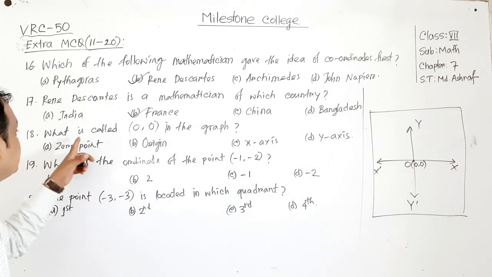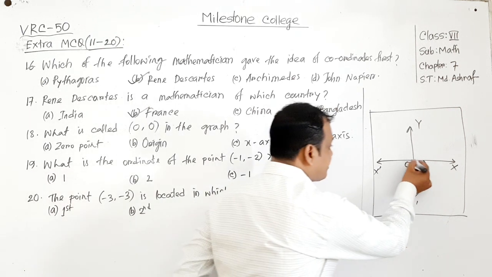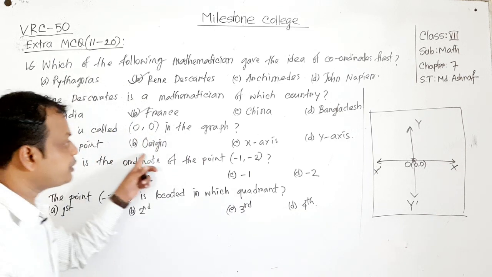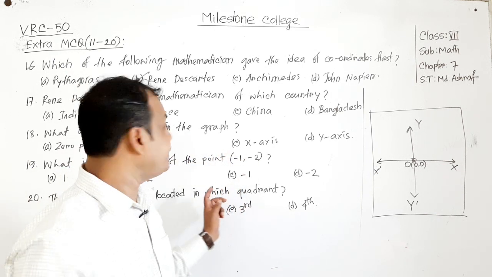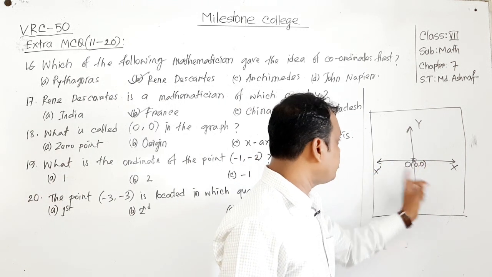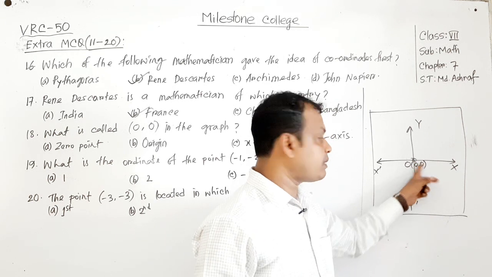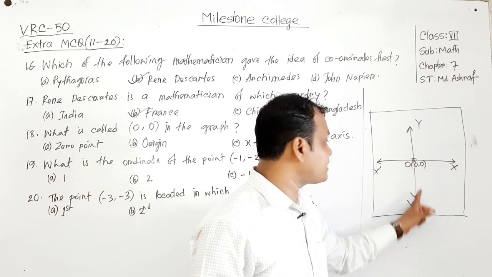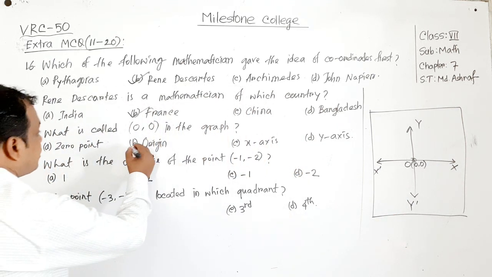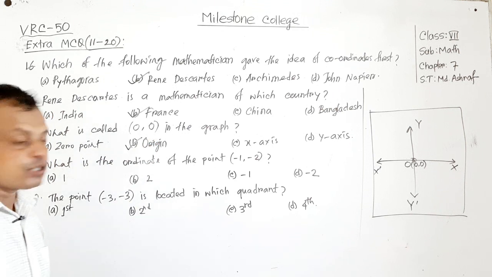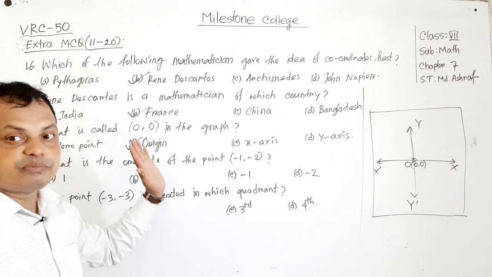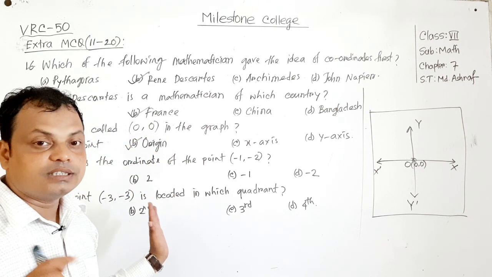So the question is, what is called (0, 0) in the graph? What is the name of this point? The intersecting point of X'OX and Y'OY. X'OX is called the x axis, Y'OY is called the y axis, and O is called the origin. So the correct option is B. I repeat, what is called (0, 0) in the graph? It will be origin, and origin is the correct answer.